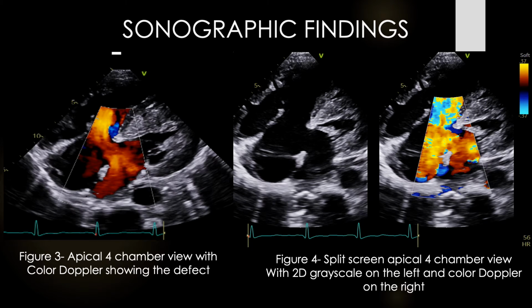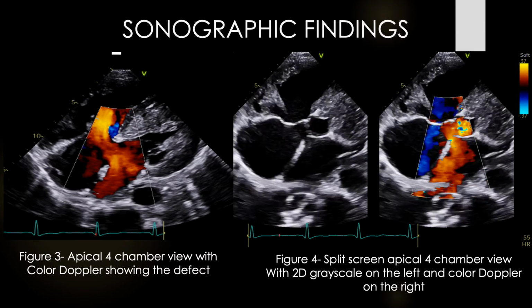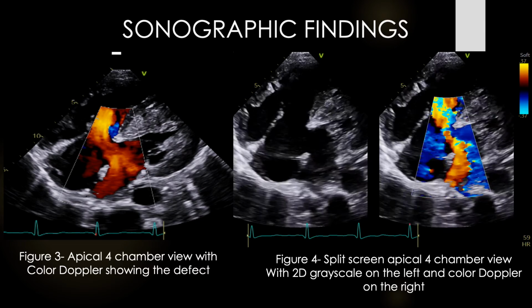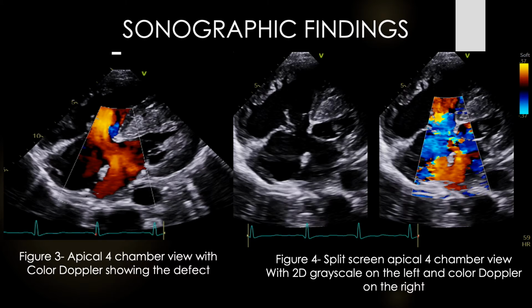Figure 3 is an apical 4-chamber view with color Doppler demonstrating a left-to-right shunt through the defect. This left-to-right shunt is what is causing the dilatation of the right side of the heart. There is also transient right-to-left shunting with respiration noted in this patient. Figure 4 is a cine clip of the apical 4-chamber view. This cine clip is using a split screen tool to show the grayscale cine clip on the left and the color Doppler cine clip on the right.